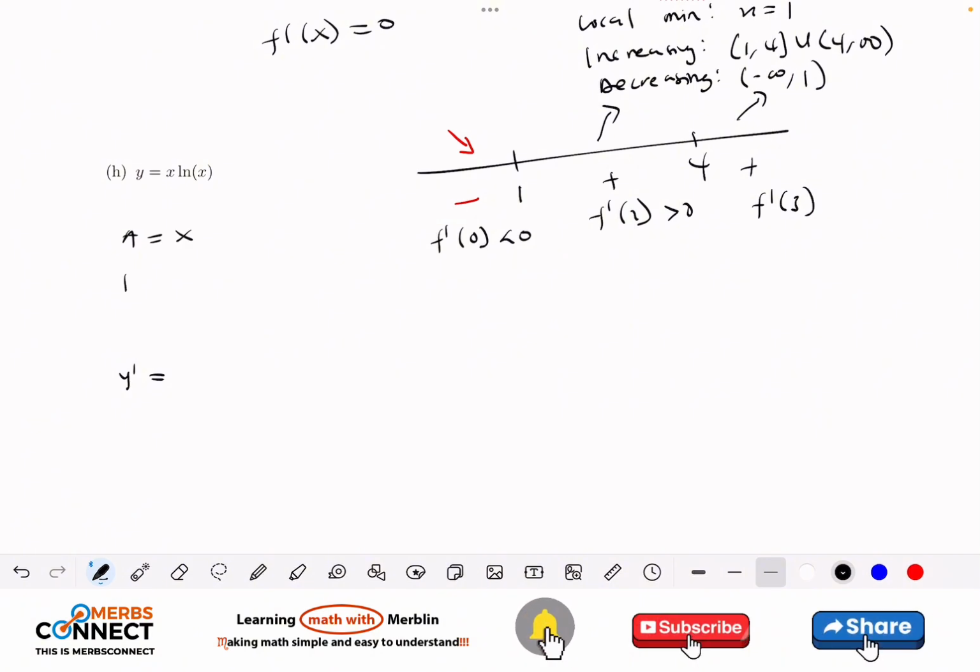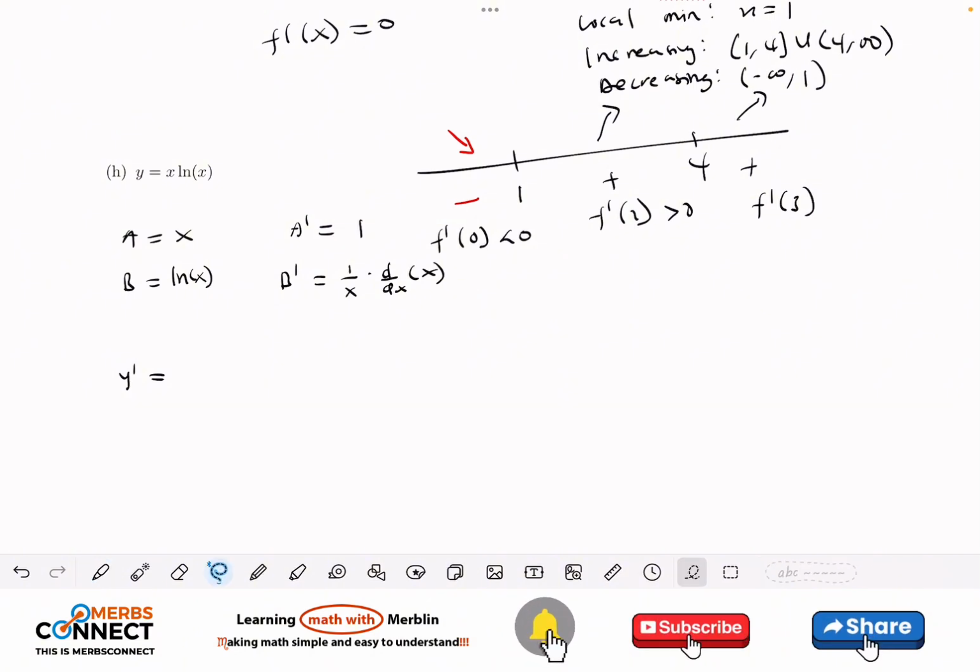a is equal to x, b is equal to ln of x. What is a prime? 1. What is b prime? We learn how to differentiate a ln function, but we all know that when I differentiate ln x, I get 1 over x. But what's the process? 1 divided by what is inside the parentheses times the derivative of what is inside the parentheses, which is x.